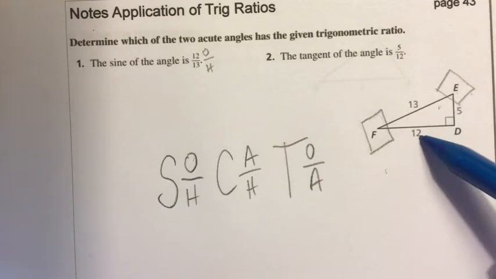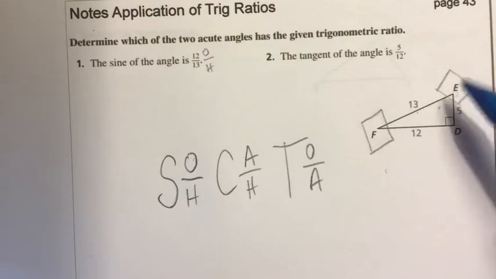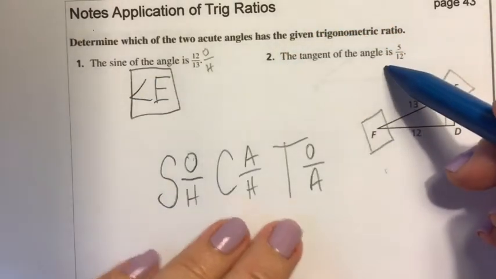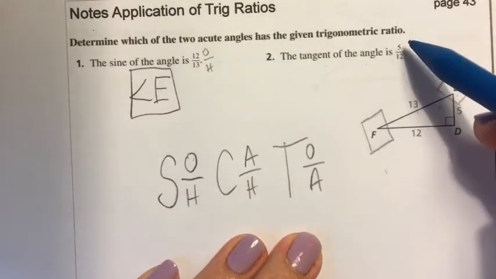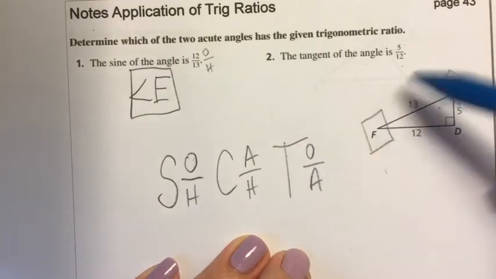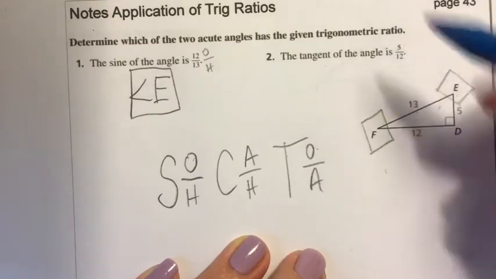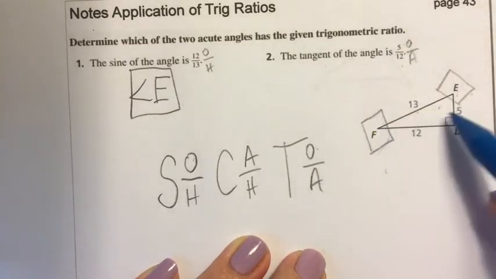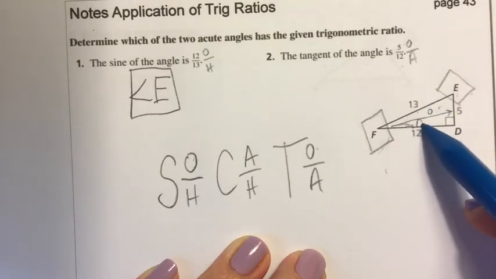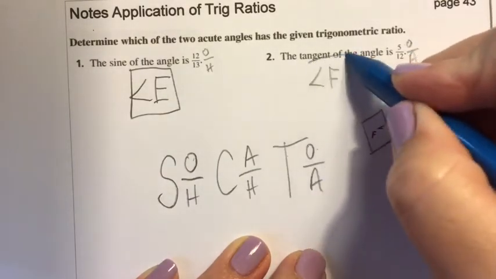Opposite of angle E is 12. And of course the hypotenuse is 13. The answer to number 1 is angle E. For question 2, the tangent of this angle is 5 over 12. Tangent is opposite over adjacent. That's what I'm looking for over here, an opposite side of 5 and an adjacent side of 12. F has an opposite side of 5 and adjacent side of 12. The answer to number 2 is angle F.